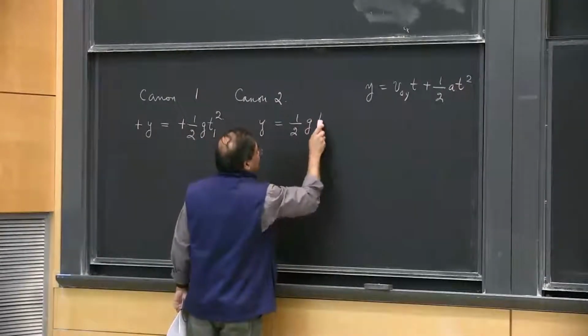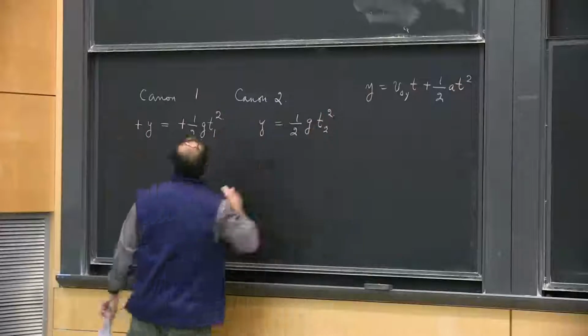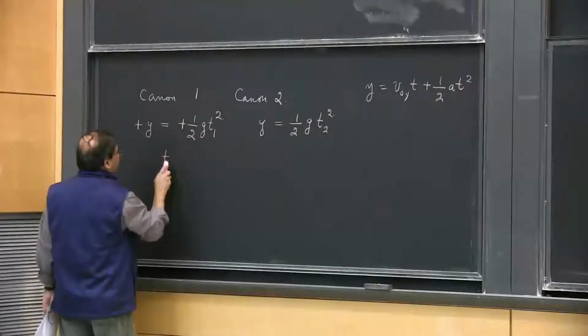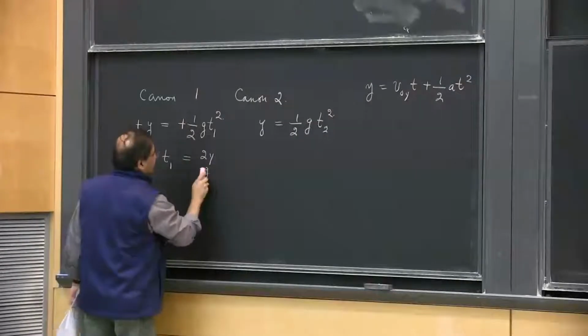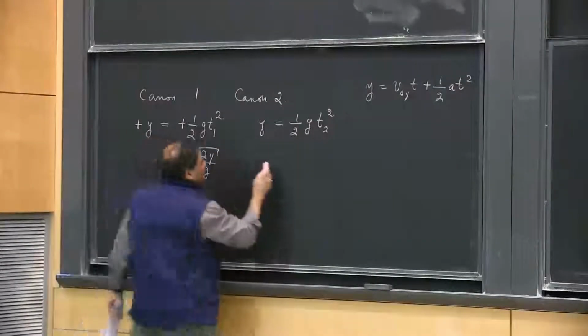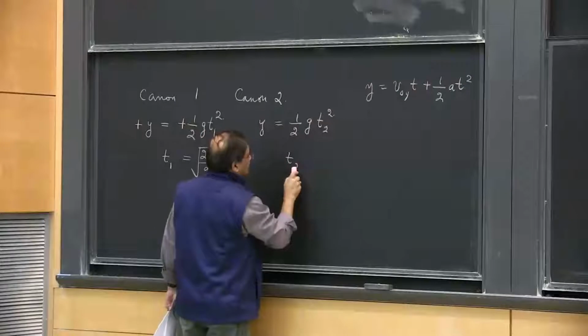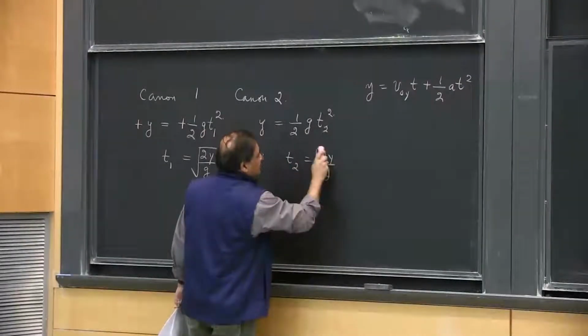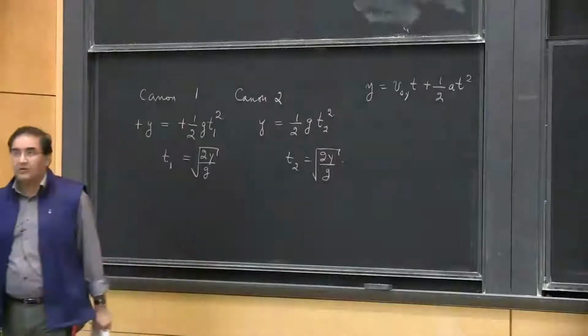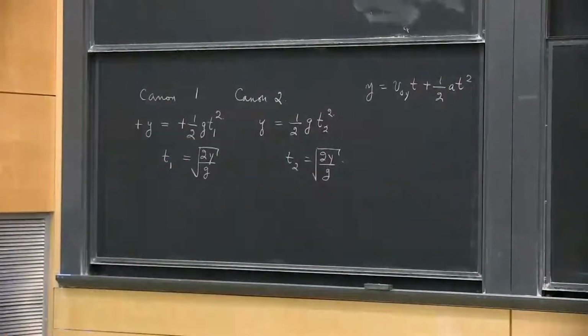g, now t2 squared. And you can immediately see that the time of fall would be the same for both cases. So it's square root of 2y over g here, and it's also square root of 2y over g there. So therefore, the time of fall for both of these cannons is exactly the same. The cannons would land at the same time on the two ships.